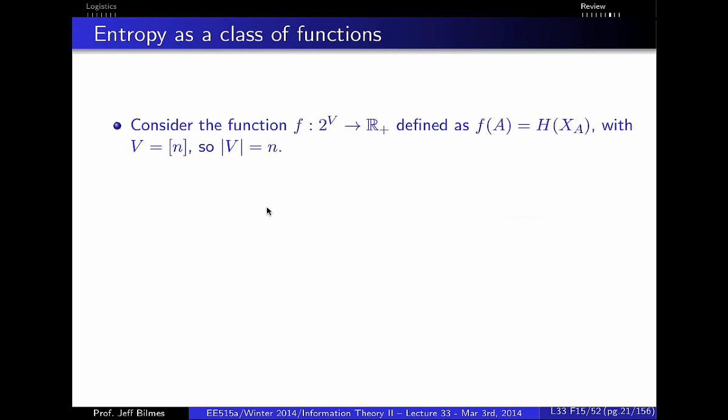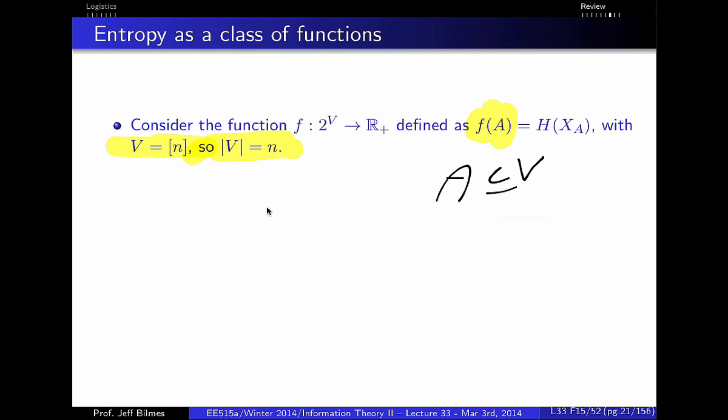So consider a function f, which maps from 2 to the V, the power set of V, to non-negative real numbers. And any particular subset, so A is a subset of V here, right? And f of A, the evaluation for that index set A, is basically the entropy of that set of random variables indexed by set A. So there's n random variables total.